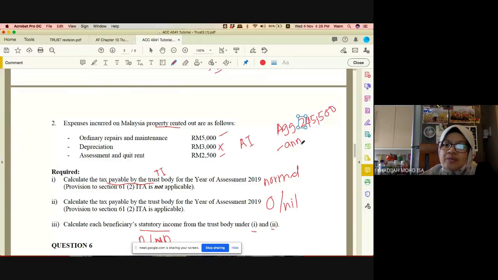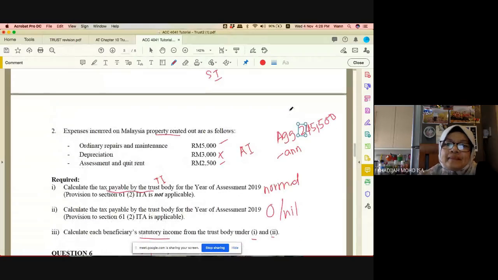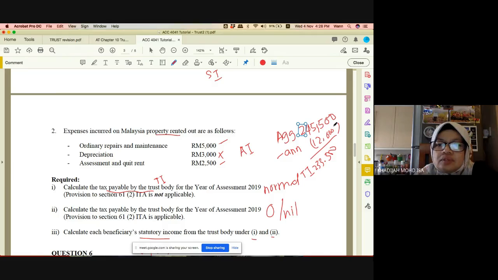How much is your annuity? 12,000, isn't it? 1,000 per month, so 12,000 lah. So from here you get your total income. There's no approved donation, there's no other thing that you are delayed. Minus 12, so you should get 233,500. Is that yours? Answer? Total income?